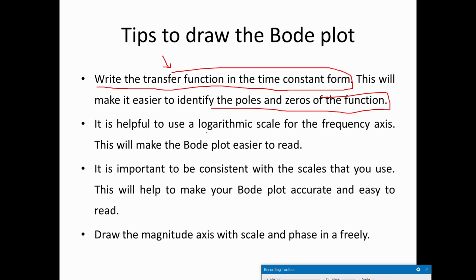Second thing is we have to use logarithmic scale for the frequency axis, because the frequency will be varied from 0 to infinity. So that's why we have to use logarithmic scale, so that we can fit all the values of frequency into the logarithmic sheet. As we do it for the frequency axis, this will make the bode plot easier for us to read, and also we can locate almost all the frequency values into that logarithmic sheet.